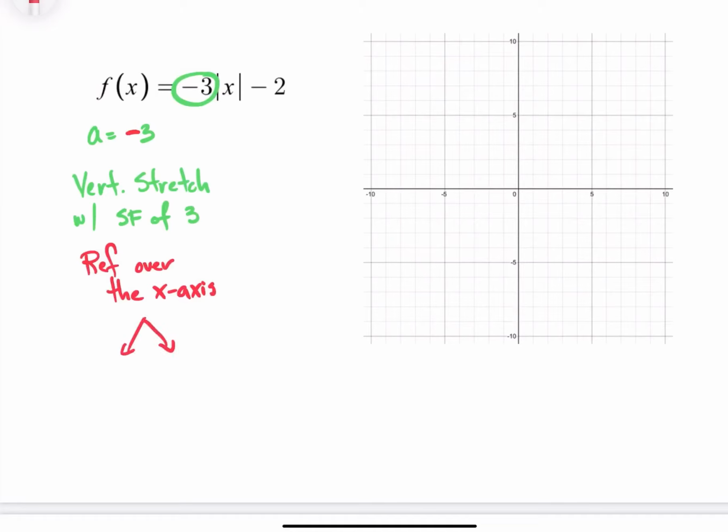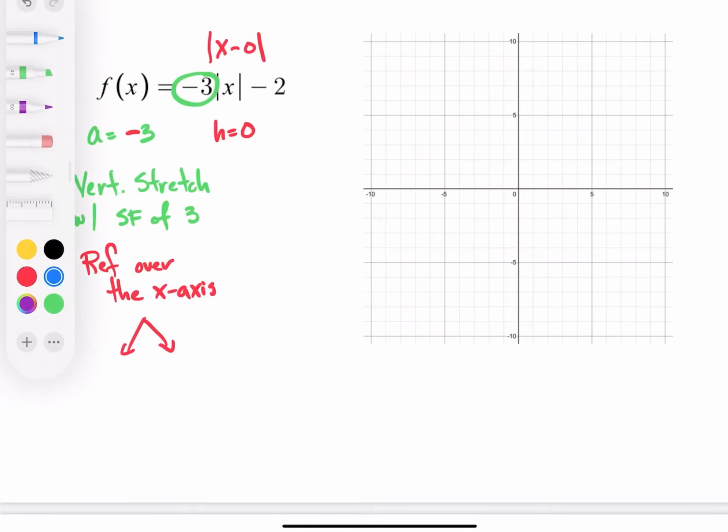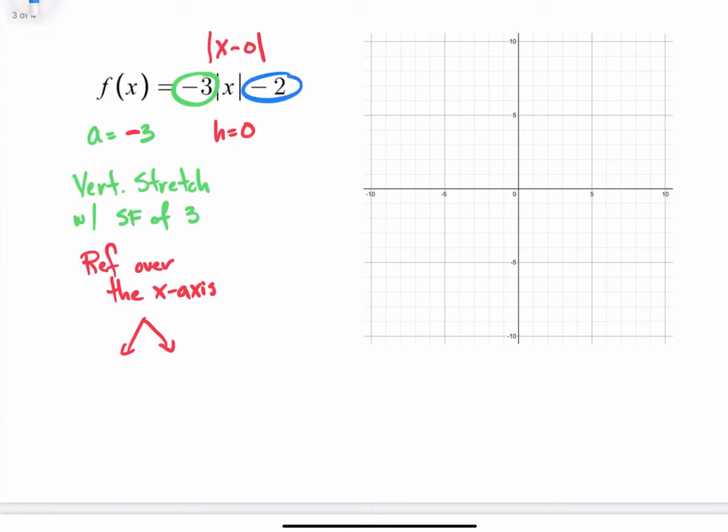All right, the next piece that we have here is that we're missing our h value. So in this case, we can look at it as x minus 0, which means h is equal to 0. So we're not shifting it left or right. So we don't have to write anything in terms of our transformation in terms of left and right. But we do have a k value. That k value is this negative 2. So k is equal to negative 2, which means we're going to go down 2.